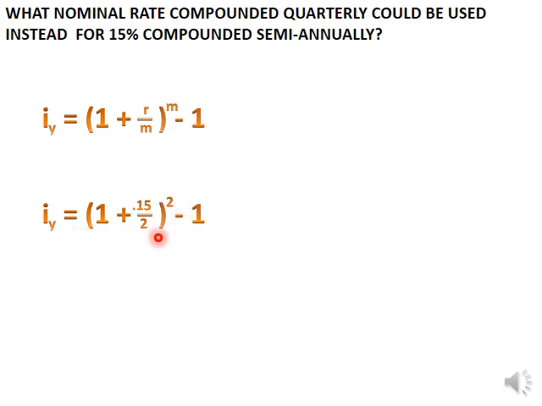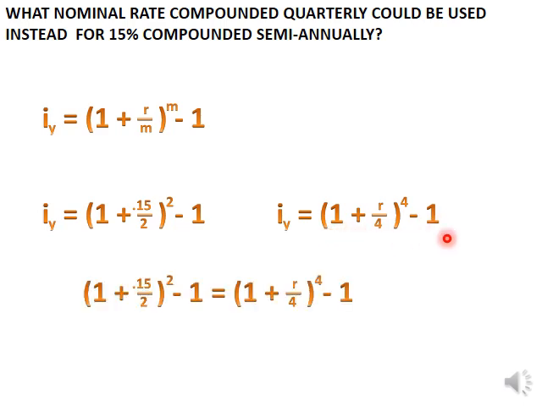Now, this effective rate must be equal to the effective rate when it is compounded quarterly. For quarterly compounding, the effective rate must be equal to 1 plus whatever is the desired nominal rate divided by 4, because this is quarterly, raised to 4, minus 1. So we equate these two quantities, and by equating them we arrive at an equation with one variable, in this case R. Now we may use the shift-solve function of your calculators to solve for the value of R. So the nominal rate is 14.72%.